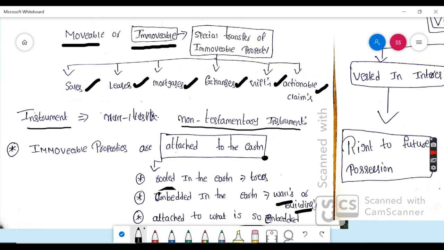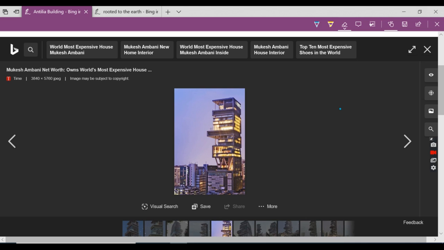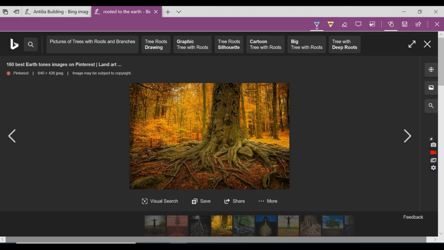Now they are explaining what is attachment to the earth. First thing is rooted in the earth. What does that mean? Trees. So trees are also immovable property. How? It will work like this. For example, if you see this, this is rooted to the earth, right? So this tree is an immovable property.